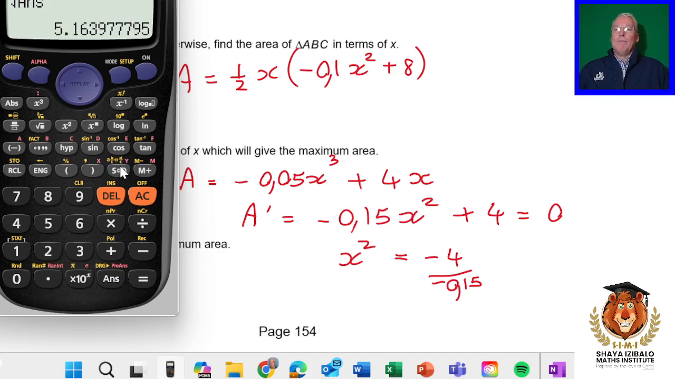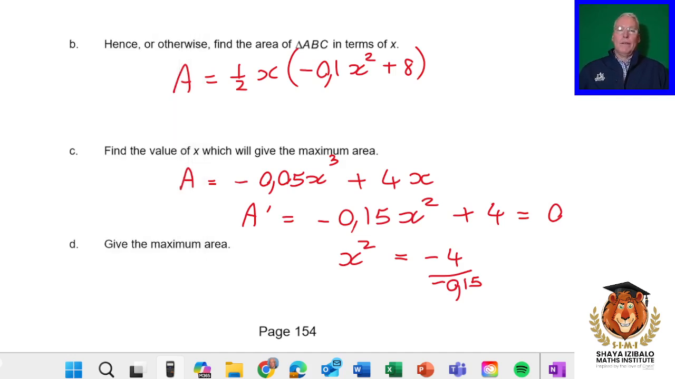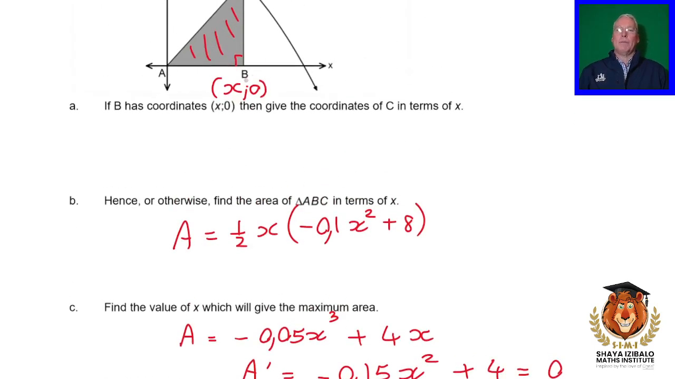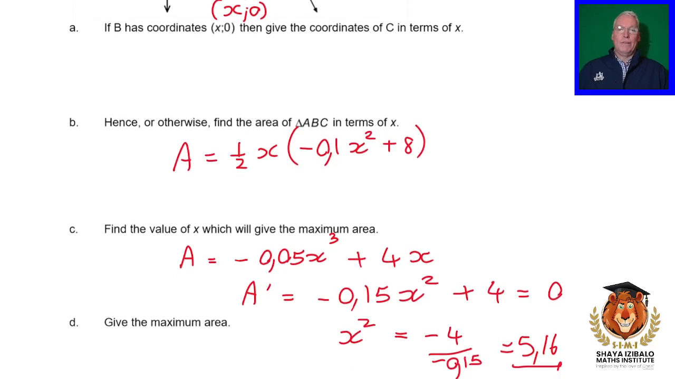So we get about 5,16. X is 5,16. That's not the maximum area, that's what x must be. All right, the maximum area, we're going to put that x value into our area formula. Let's do that right now.